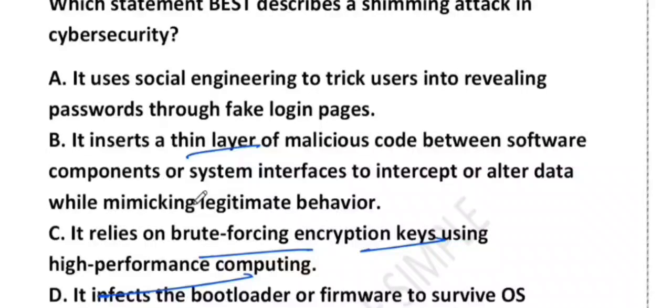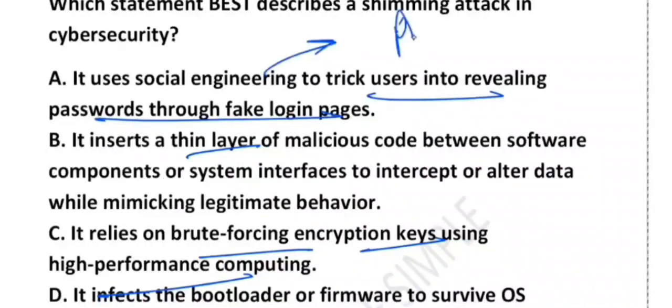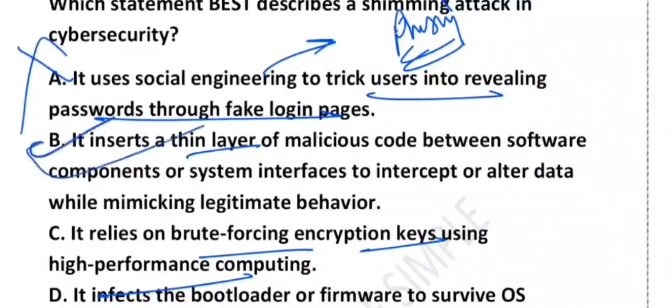Option A says using social engineering to trick users into revealing passwords. That is called phishing, not shimming. It uses fake emails and fake websites, with no code insertion and no layer between components. So option A is wrong. What about B? Yes, B is the correct one.